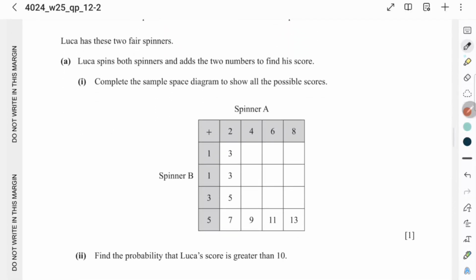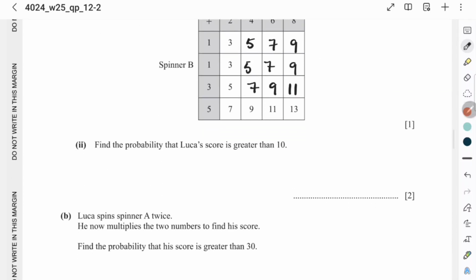We are going to add, like for example, 1 plus 2 will become 3, 1 plus 4, we'll write down 5 like this. Okay. So 1 plus 6 is 7, 1 plus 8 is 9, then 3 plus 2 is 5, 7 and 9, and then the row 3 plus 4. Here in this space we are going to write down 3 plus 4 is 7, 3 plus 6 is 9, 3 plus 8 is 11. So that's done.